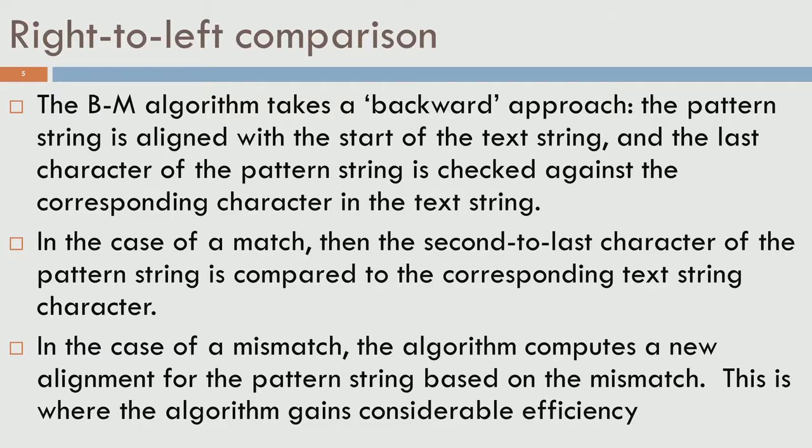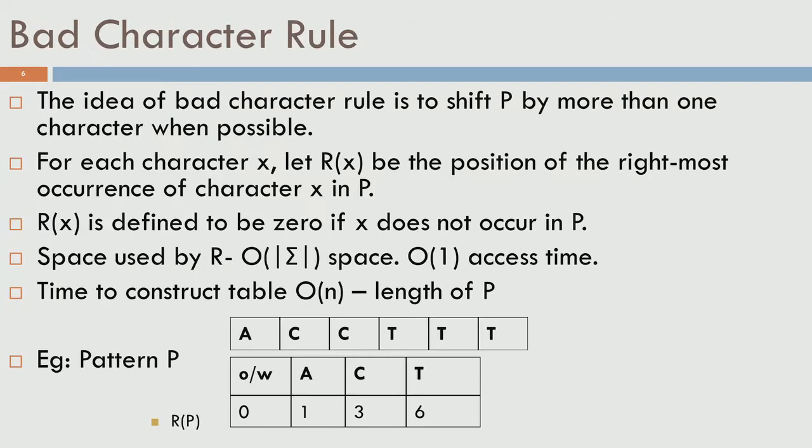This comparison process goes from right to left. We start with the last, then the second to last, the third to last, and so on and so forth, till we come to the starting character of the pattern P. Whenever we find a mismatch, these two rules will tell us how much to shift the pattern P, and we work with a new alignment and repeat this right to left comparison procedure. So, this is essentially one of the essential things in the Boyer-Moore algorithm.